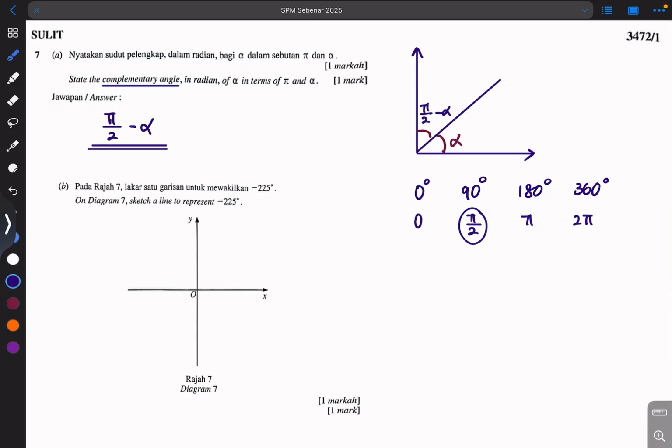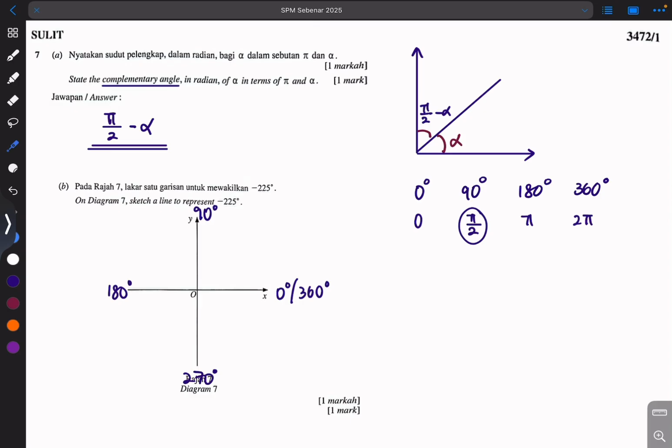Okay, next, B. On diagram 7, sketch a line to represent negative 225. So we start here, this is 0, this will be 90, 180, 270, 360. If it's positive 225, that means it will be somewhere here, because this is 180, this is 270, so 225 would be here. But since this is negative 225, we have to go the other way.